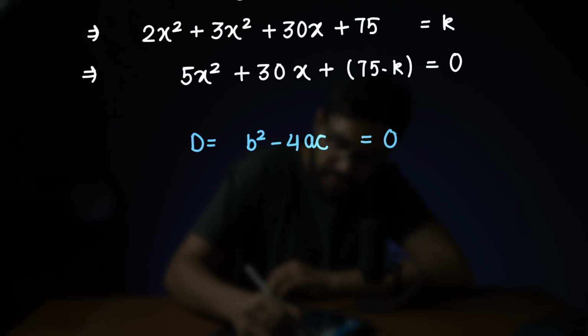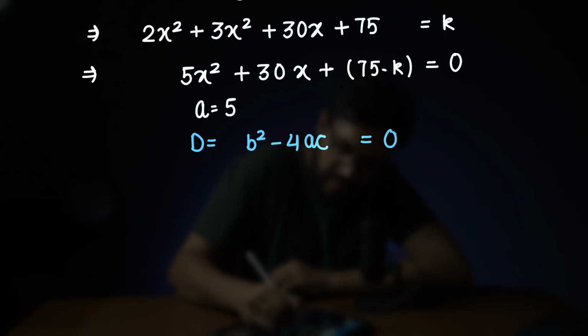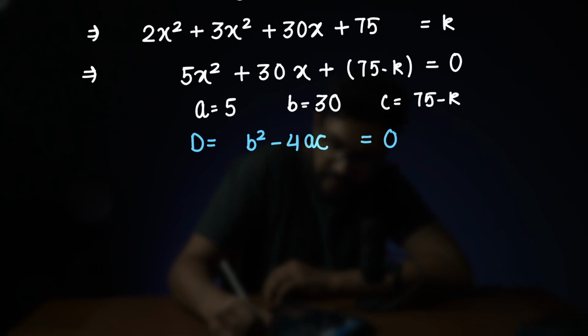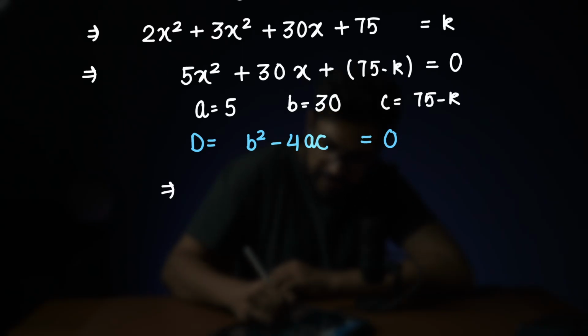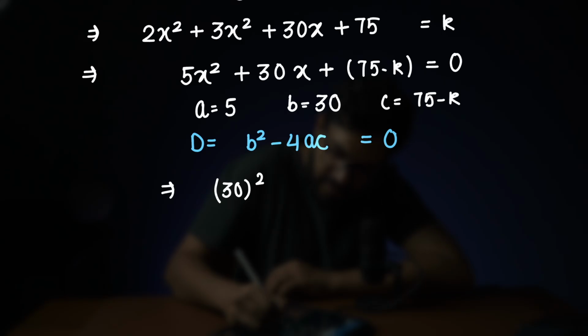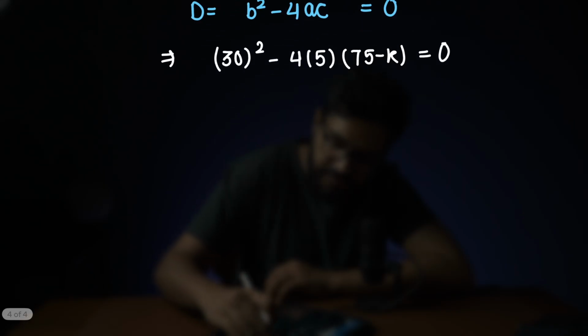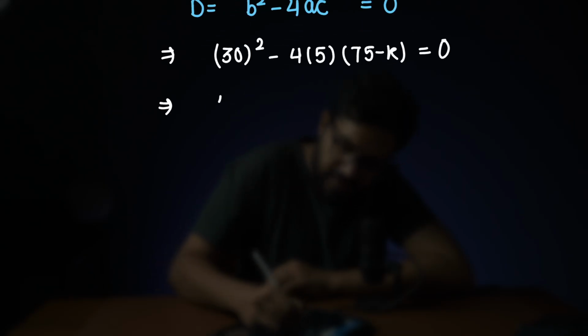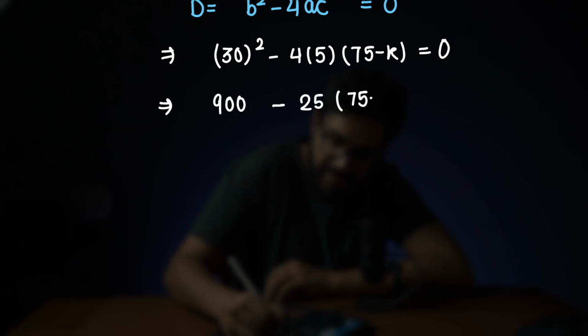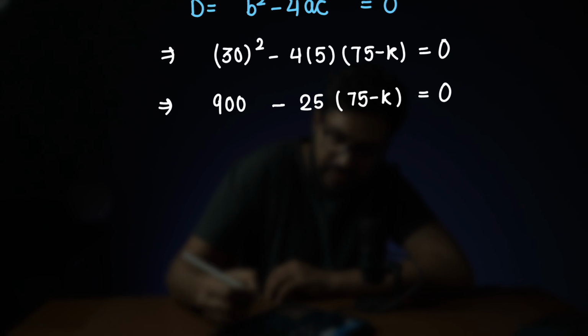Comparing with the parabola equation, the values of a, b and c are as follows. So substituting these values in the given equation, we get 30² − 4 × 5 × (75 − k) = 0. 30² is 900, minus 20 times (75 − k), which is equal to 0.